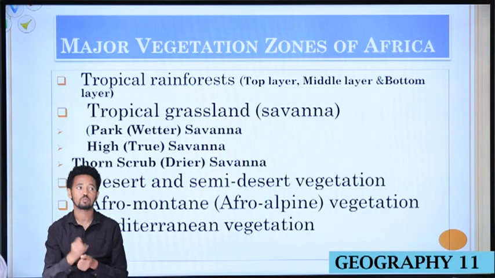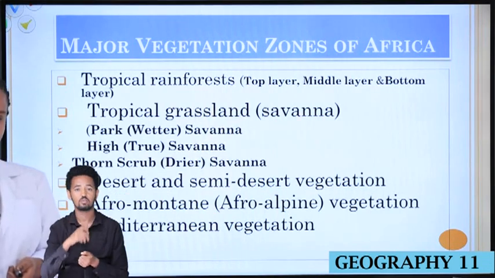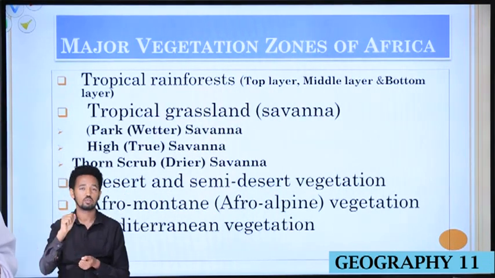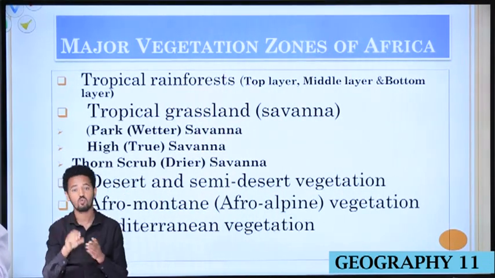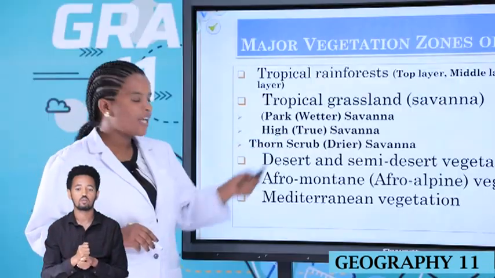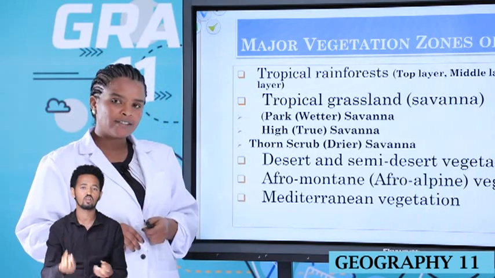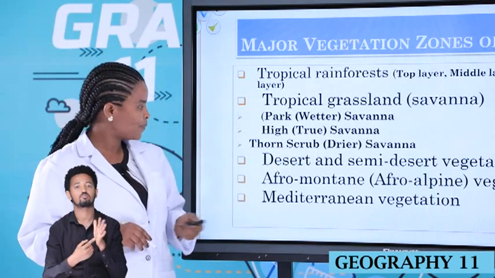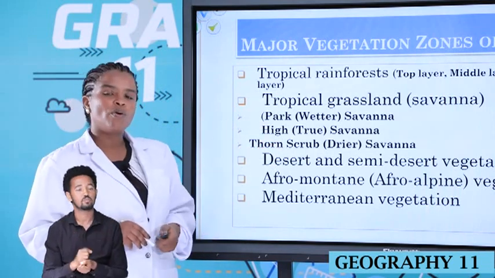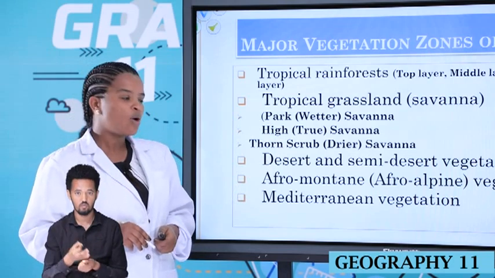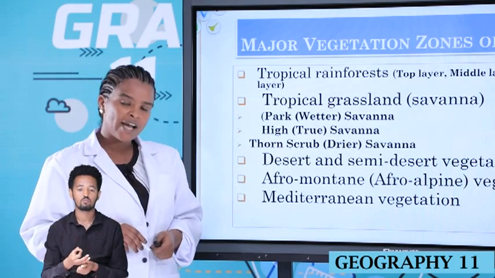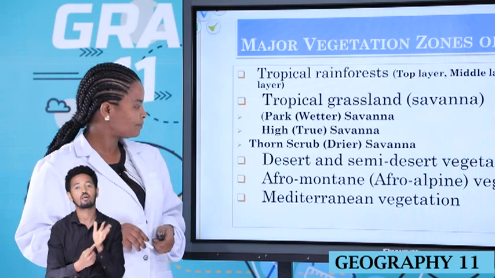And the last one is the dry savanna. The dry savanna is found close to the desert region, because in this area there are short trees and many scattered trees like thorn bushes. This type of savanna vegetation is mostly found in the Sahel region of Africa.